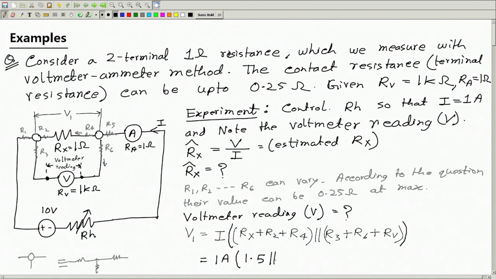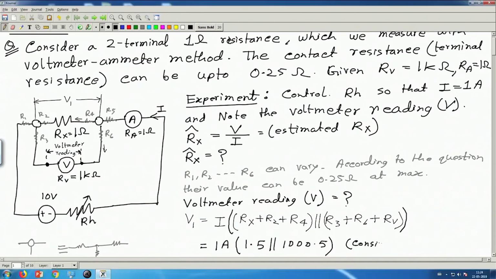1.5 in parallel with R3, R6, R5. So that will be 1 kilo ohm plus 0.25 plus 0.25. Sorry, this is not volt, this is ohm. Sorry for the mistake. So this will be 1000.5 ohm, considering maximum values of contact resistances.